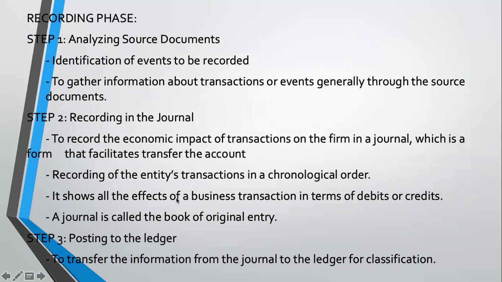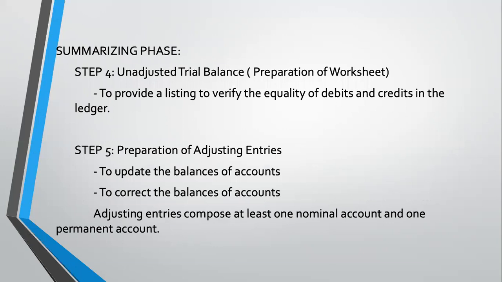Then when you record, you need to be careful with the accounts you use. It is better and easier if a chart of accounts is provided, because you can choose the accounts from the chart of accounts. Then, posting to the ledger. Be careful too, because with so many transactions recorded, you might forget to transfer the amounts. So, watch out. Okay, here is the unadjusted trial balance. This time, you also prepare a worksheet. This is the starting point of your worksheet. So after the unadjusted trial balance, next is the preparation of adjusting entries.